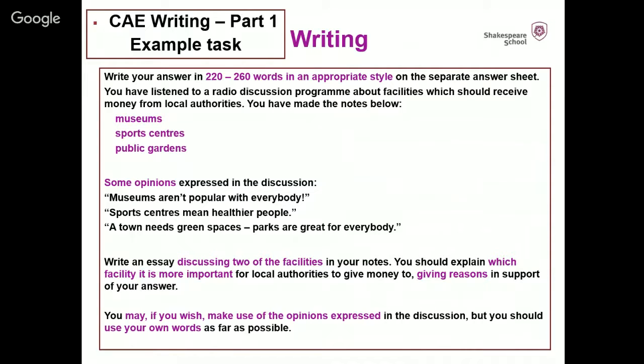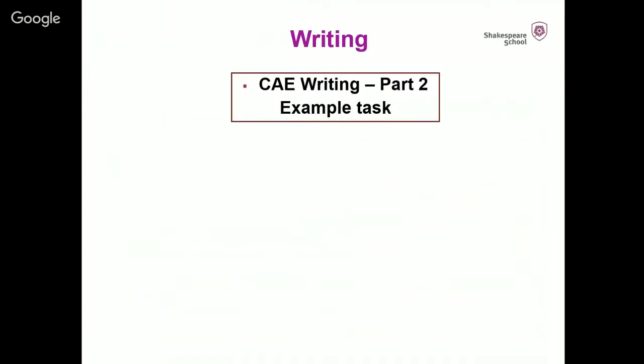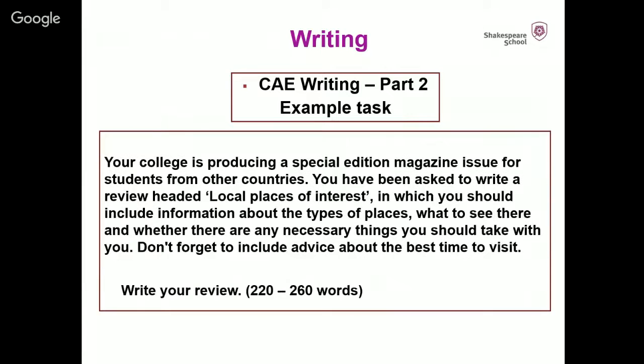But enough about writing part 1. Let's see what a part 2 task is. If you remember, in part 2 you have choice. There will be 3 tasks, out of which some of them could be letters or emails, reviews, proposals, or reports. Well, I selected a review task for you today. The task is much shorter, as you might have noticed.